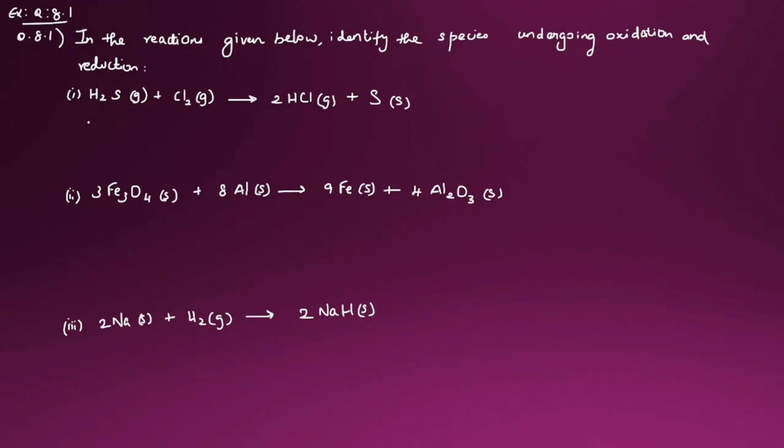First question, H2S gas plus Cl2 gas gives 2HCl plus S. So first of all, let's find out the oxidation number of H2S. We know that oxidation number of H is 1, so 2 into 1 plus X, that is unknown, is equal to 0, so 2 plus X is equal to 0, X is equal to minus 2. And for Cl2, since it is a free element, its oxidation state will be 0.